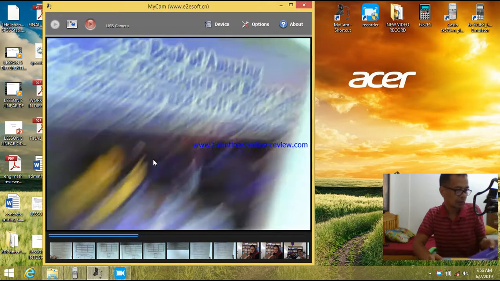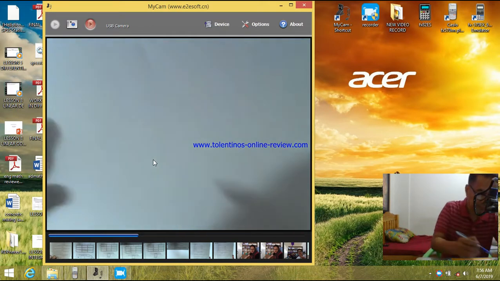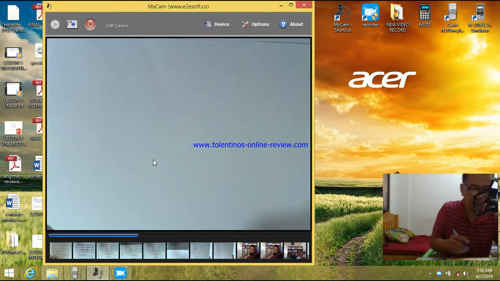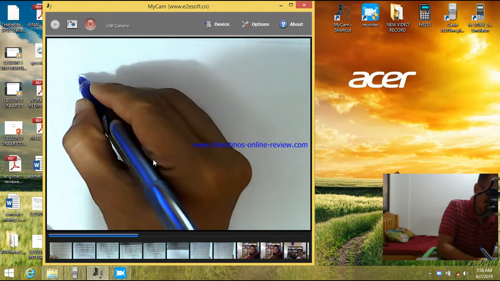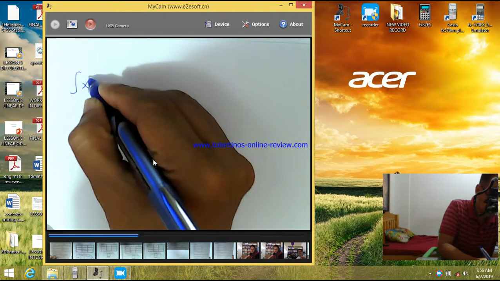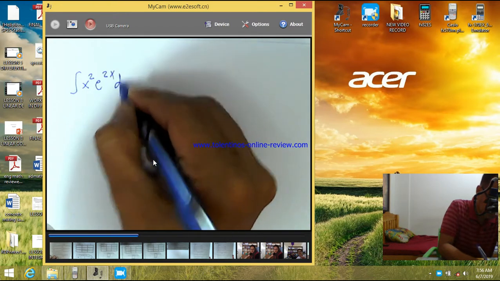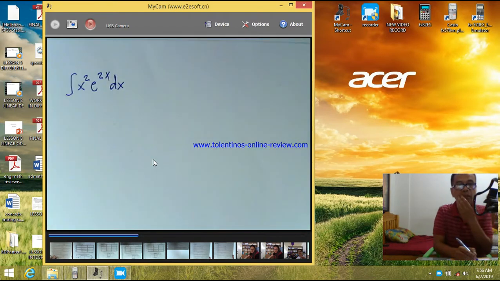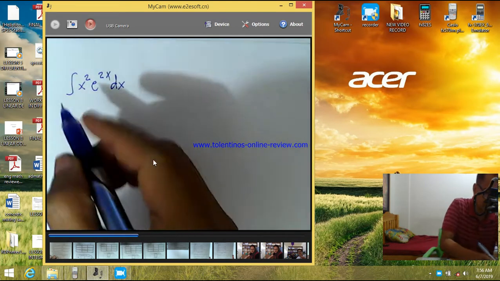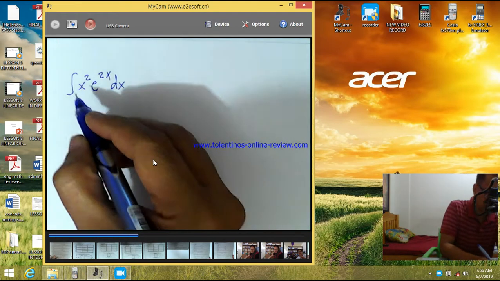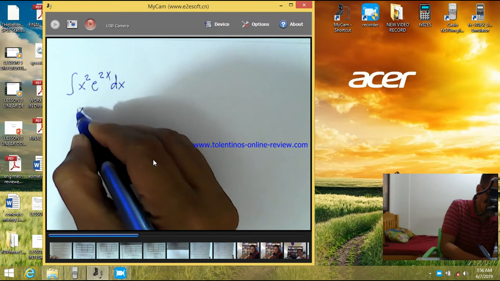Okay, let me start by doing a technique of integration. Let me integrate the integral of x squared e to the 2x dx. Of course, this can be done using integration by parts, but let us modify the integration. Okay, this is the method.